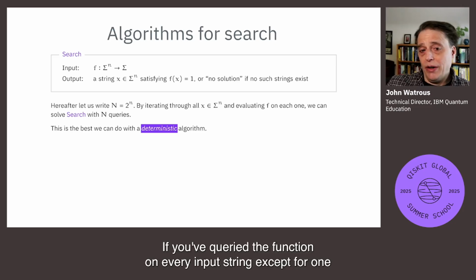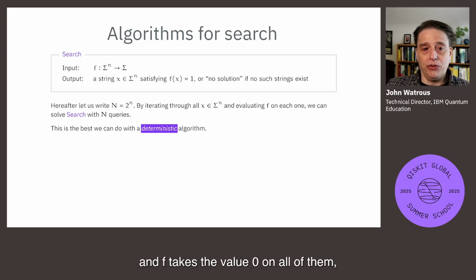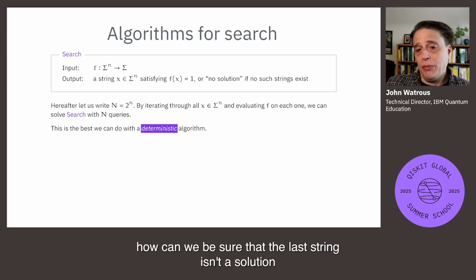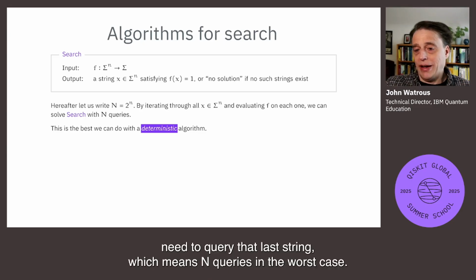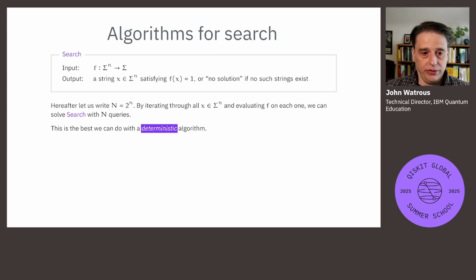If you've queried the function on every input string except for one, and f has taken the value 0 on all of them, how can we be sure that the last string isn't a solution or is a solution? And the answer is that you can't, so you do in fact need to query that last string, which means N queries in the worst case.